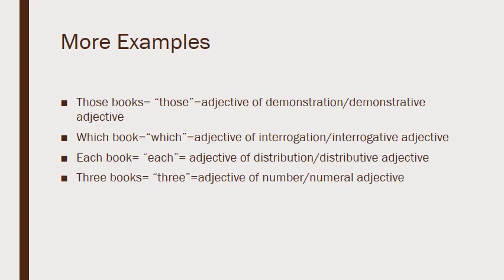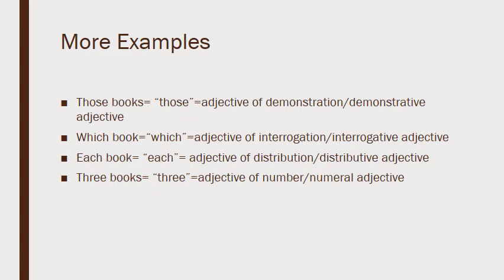Then the phrase, those books. In this phrase, we can notice those is pointing towards books. So it is called adjective of demonstration or demonstrative adjective. Then there is the phrase, which book. In this phrase, which is an adjective and it is called adjective of interrogation or interrogative adjective. Each book. In this phrase, each is an adjective and this is adjective of distribution or distributive adjective.